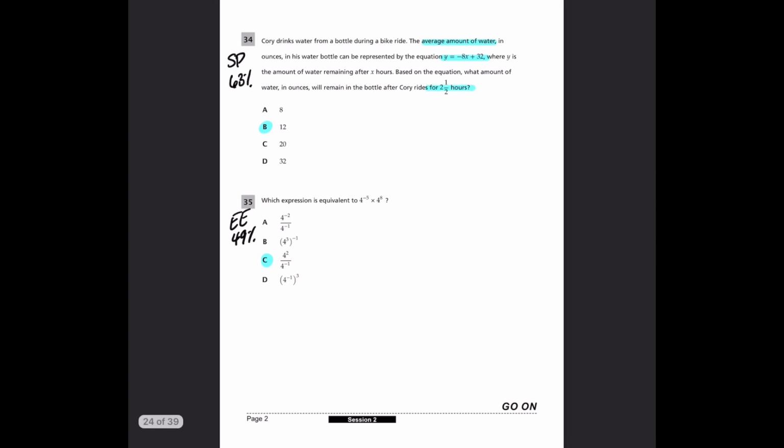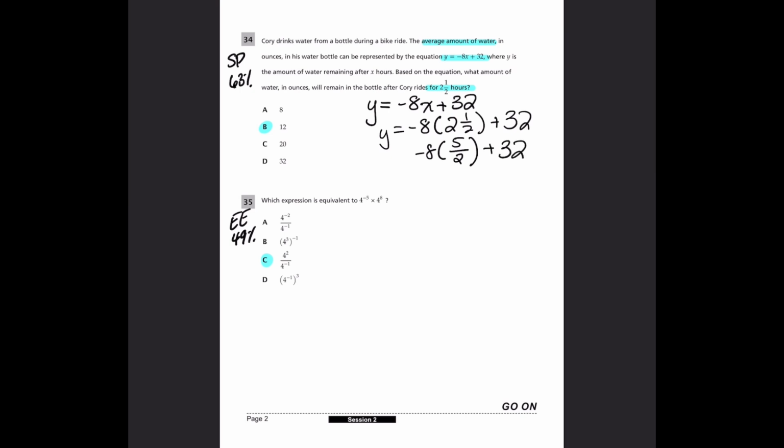Okay, so this is a simple substitution. So y equals negative 8x plus 32, and they're saying what is y when x is equal to 2.5 hours. So I'm just going to sub that in. Negative 8 times 2.5 plus 32. I'm going to change 2.5 to 5 halves plus 32. And now when I multiply, I get negative 40 over 2 plus 32.